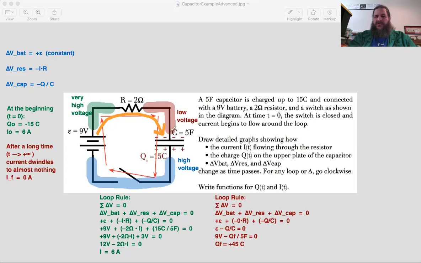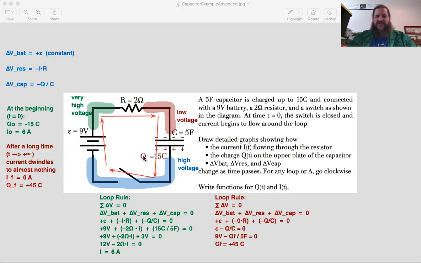So the negative charge on the top plate is going to have to dwindle and become less and less negative, eventually get to 0, and then become positive and more positive, approaching positive 45 coulombs. So we should expect the final charge on the capacitor to be positive 45 coulombs.